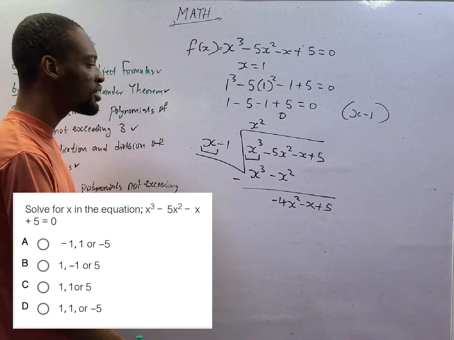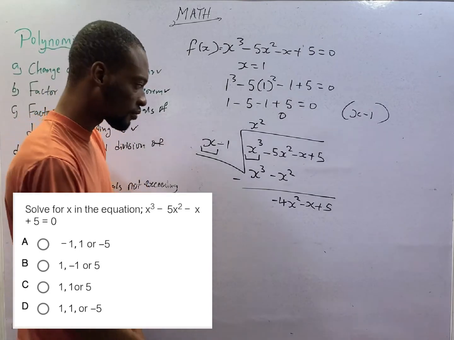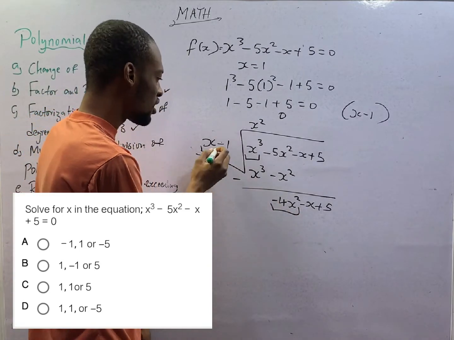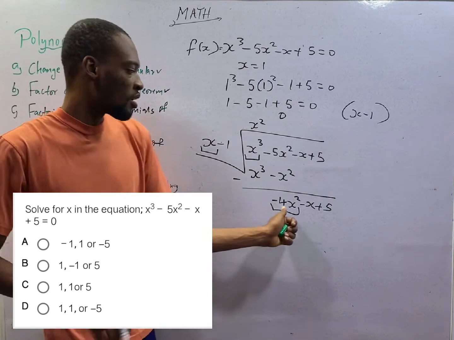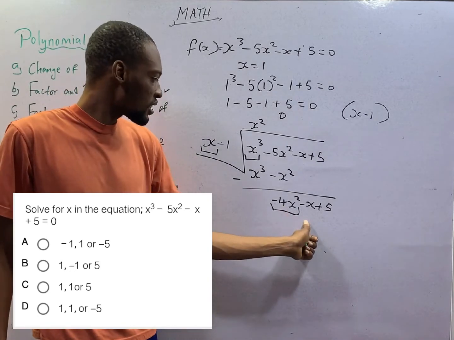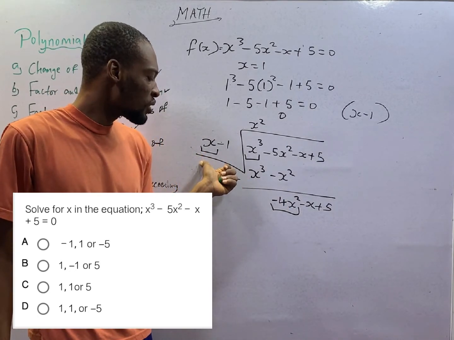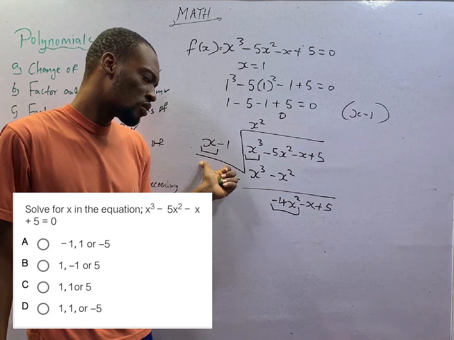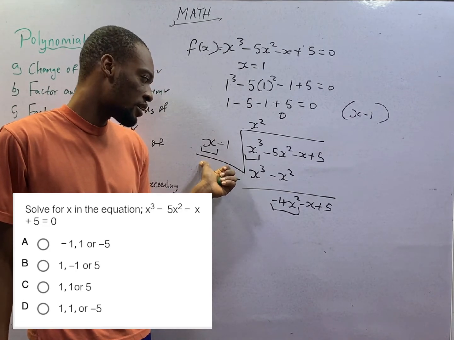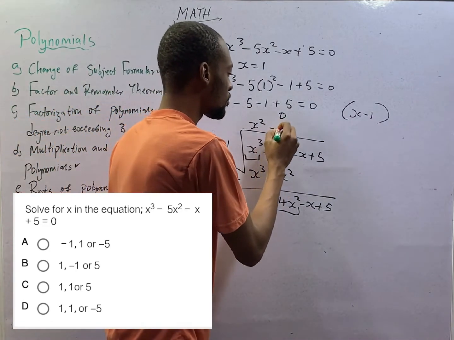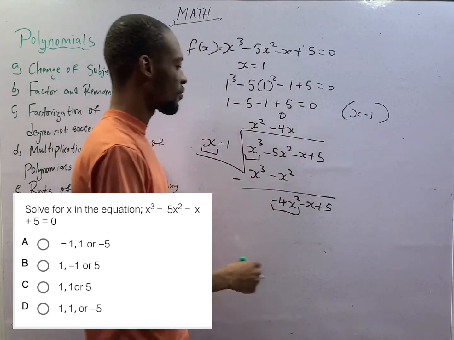We proceed with the division. We pick the first one. Minus 4s squared over s will give you minus 4s. So here is minus 4s.